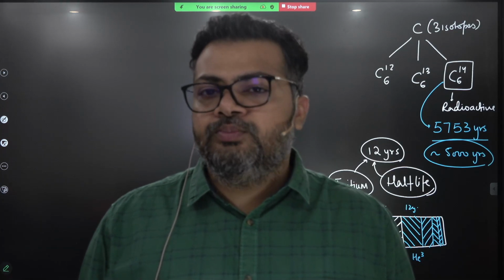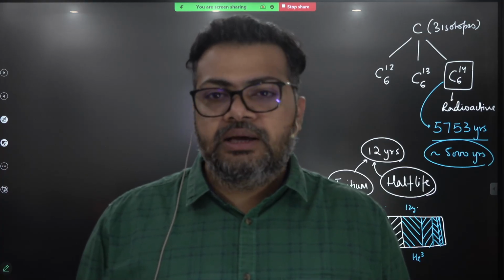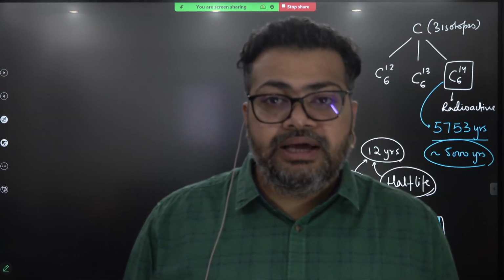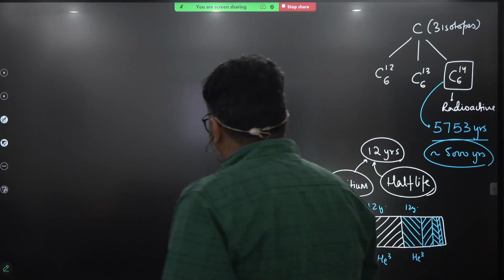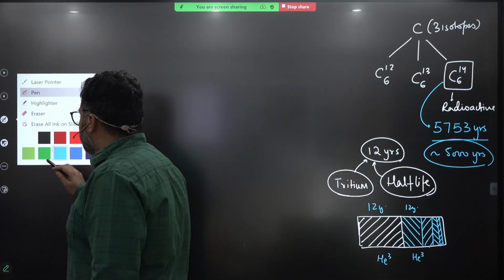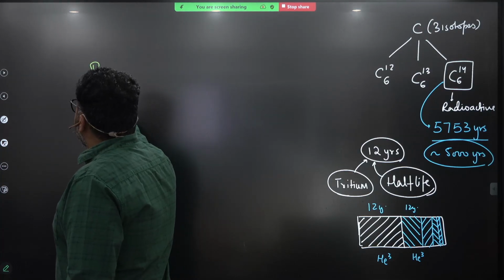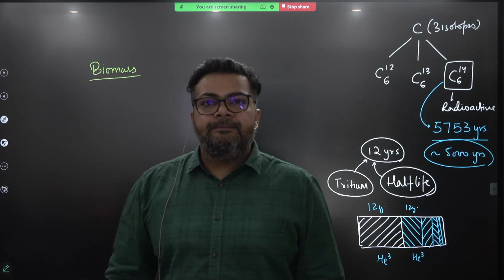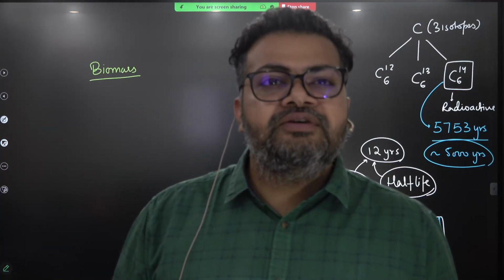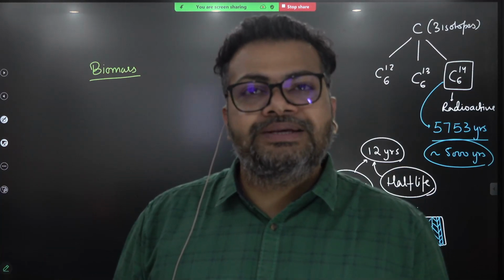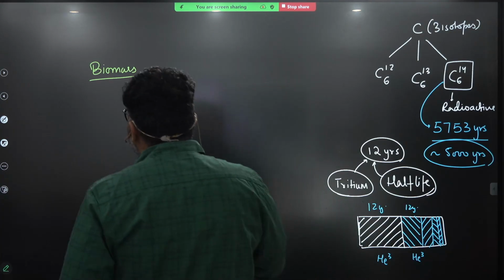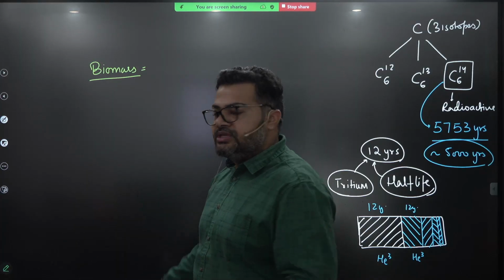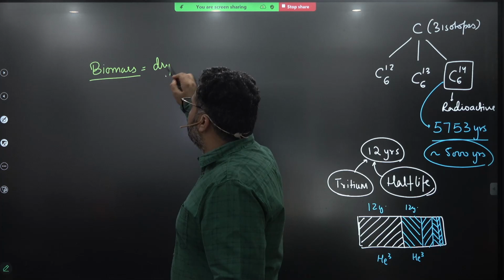Now the point is, how is this carbon 14 dating used for finding out the age of a specimen? So guys, all of you, those of you who have studied ecology, know something called biomass. What is biomass? Biomass is basically dry weight of an organism. It means weight of an organism minus weight of water. Remember, yesterday also I talked about this.